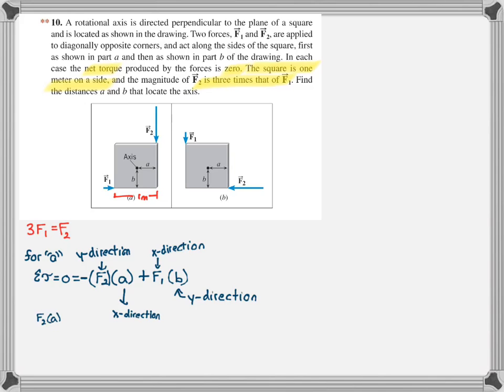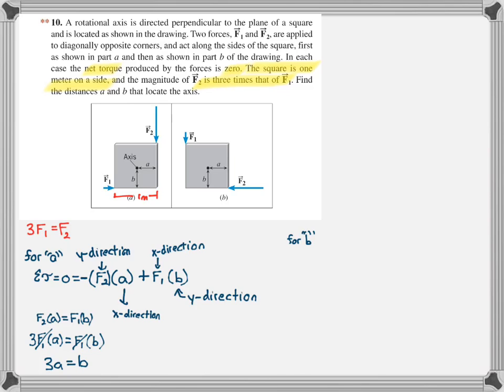So we can clean up our equation a bit. F2A is equal to F1B, and if we substitute the fact that F2 is equal to 3 times F1, we can write that equation in terms of F1. You can cancel out the F1s, and we find out that the displacement B is 3 times greater than the displacement A. But again, we have two unknowns, so we're going to need another equation, which is why we look at part B. For part B, we again have the same forces F1 and F2, just acting at different positions.